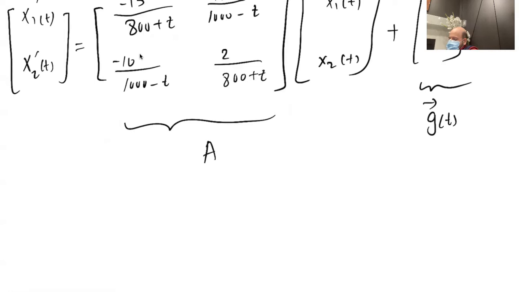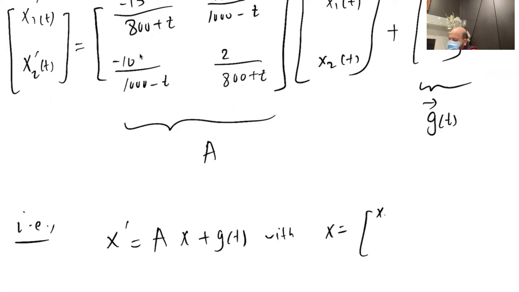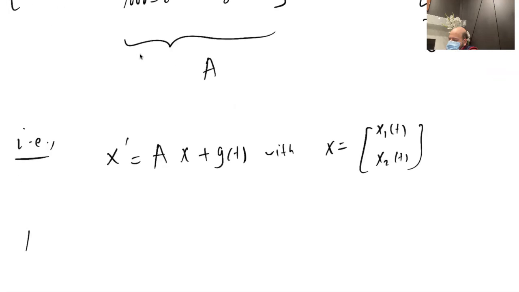So x prime equals Ax plus g of t with initial condition, or before writing the initial condition, I can write this as x prime equals Ax plus g of t with x equals x1 of t, x2 of t, and A and g of t as defined above. And what is the initial condition?